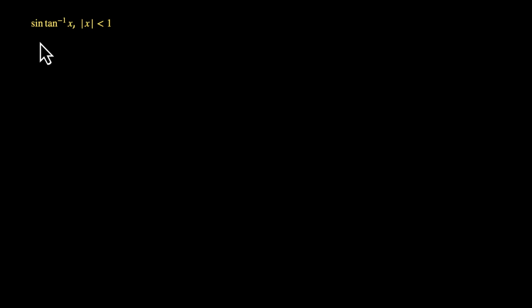Okay, so let's think about this. This is sine of an angle. This angle is tan inverse x. So what we need is sine of this angle. Let this angle be theta. So if this angle is theta, then what we need is sine of theta. And what we know is this. We've assumed that tan inverse x is theta. This means tan theta is equal to x.